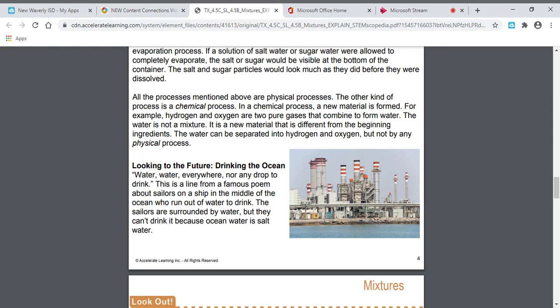So this is what we read when it comes to pages 7 through 10. You'll have another video to watch, and it's going to be going over the information on mixtures, and then we'll be doing a quick little lab over it.